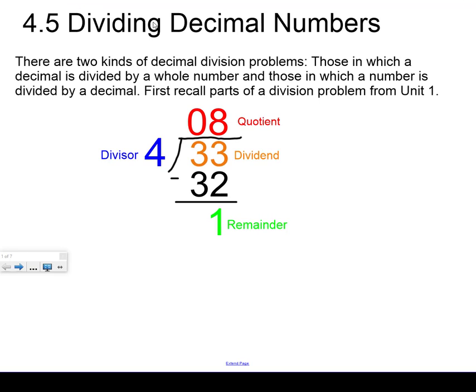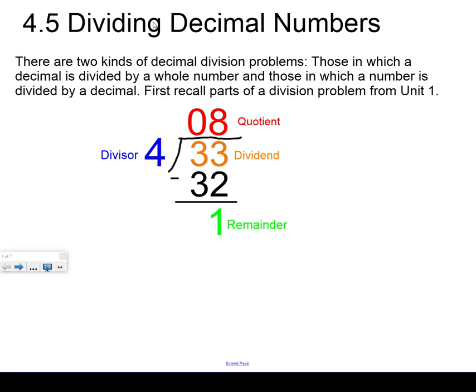All right, this is dividing decimal numbers, which is section 4.5. There's two types of decimal division problems that we're going to talk about today. The first one is where the divisor is a whole number and it's divided into the dividend, which is a decimal number. The second option would be both the divisor and the dividend are both decimal numbers.